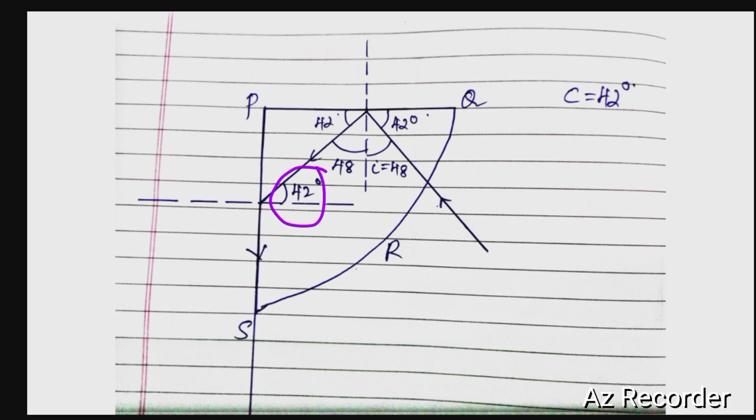So what happens is that the ray of light passes to the surface, making an angle of refraction of 90 degrees. So ultimately the ray of light passes through the surface after the final refraction. After the final refraction, the incident ray grazes along the surface PS of the given glass block.